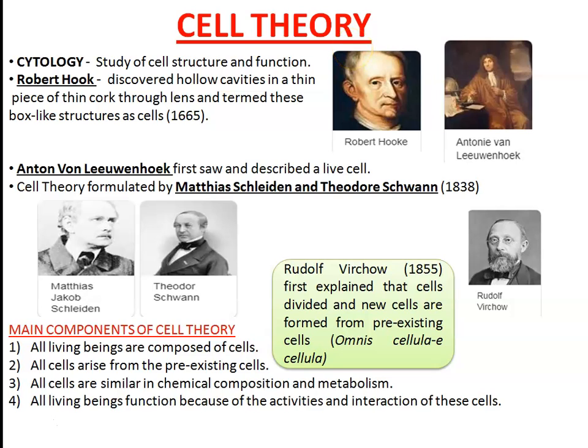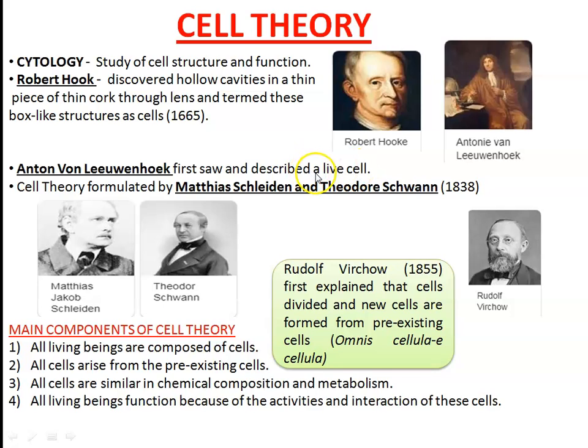Now, as advancements took place in the making of lenses and microscopes, there was one person called Anton van Leeuwenhoek. He was the first one who observed a live cell under his microscope, and he explained it completely. So you need to remember two scientists' names very nicely. Robert Hooke was the one who coined the term cell, and Anton van Leeuwenhoek was the first person who described and saw a live cell.